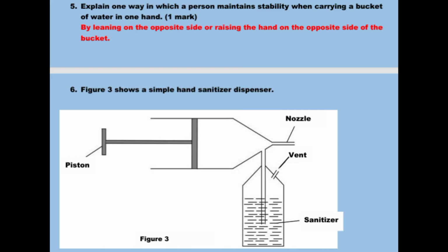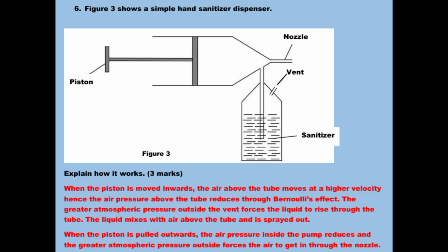Figure 3 shows a simple hand sanitizer dispenser. So you can see the sanitizer. We have the piston, we have the nozzle, we have the vent, we have the sanitizer itself, and then the question is explain how it works.